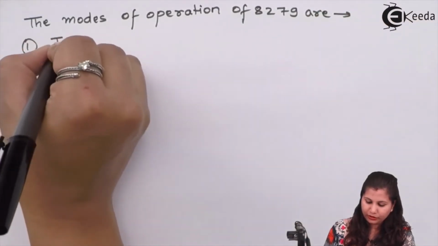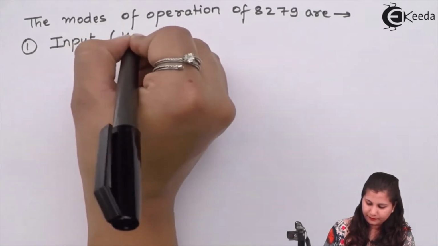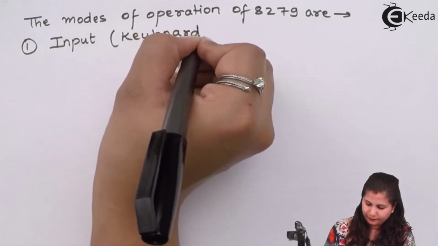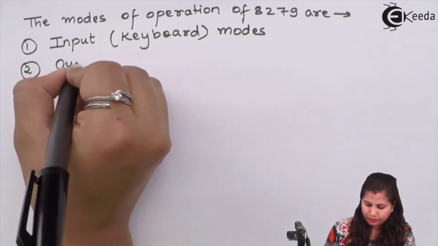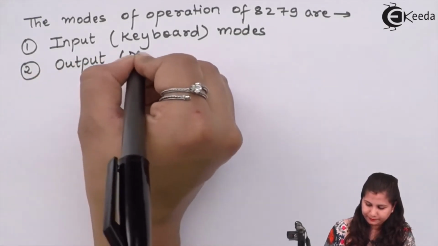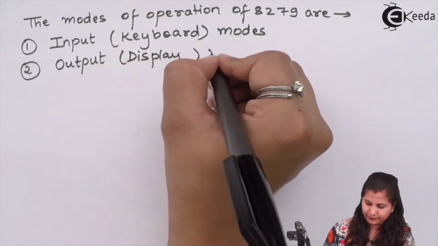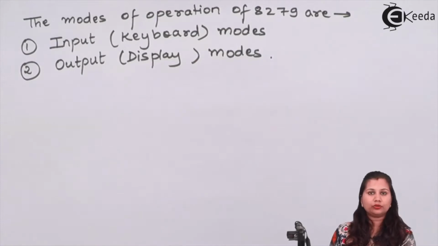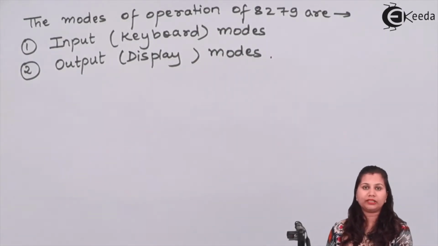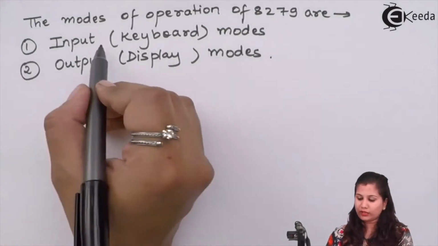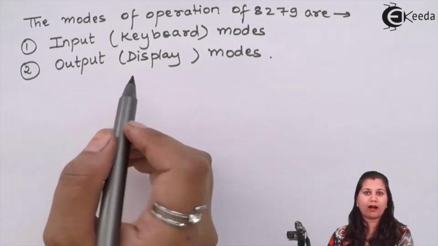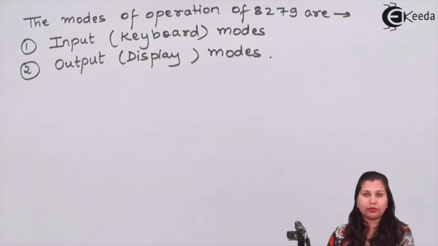First is the input or the keyboard mode. And second is the output or the display mode. So these are the two modes of operation of 8279, based on whether the keyboard or the display devices are connected with the 8279. Keyboard is an input device, so it is known as the input mode, and display devices are output devices, so it is known as the output mode. So let us first study the input or the keyboard modes.